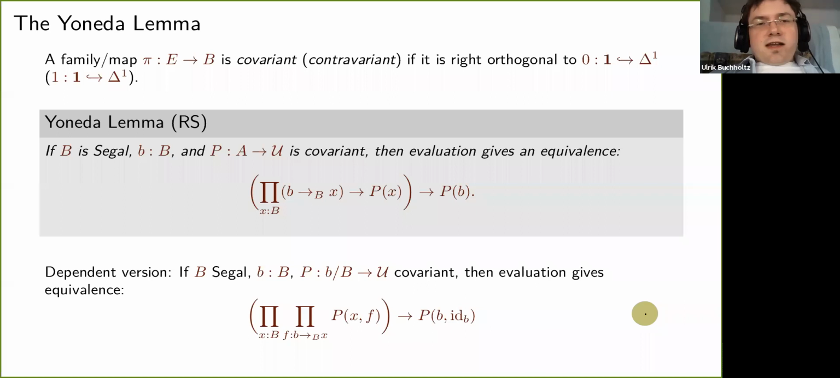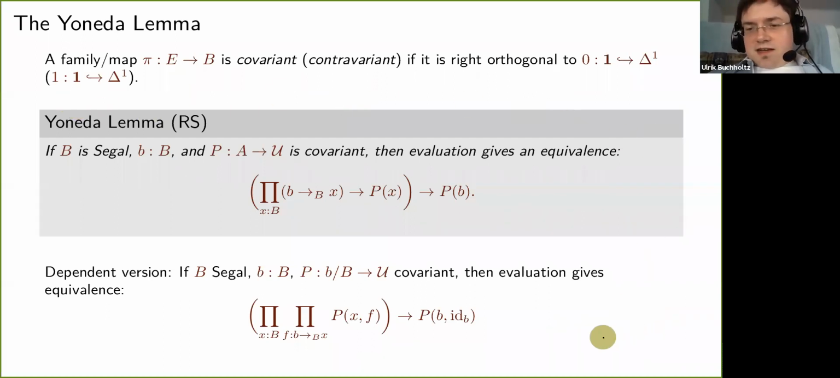So the Yoneda lemma that is in Riehl and Shulman's paper is the following. First we define what it is to be a covariant family. This is to be right orthogonal to the left endpoint inclusion to the interval. If you're contravariant, that means that you're right orthogonal to the right endpoint inclusion.